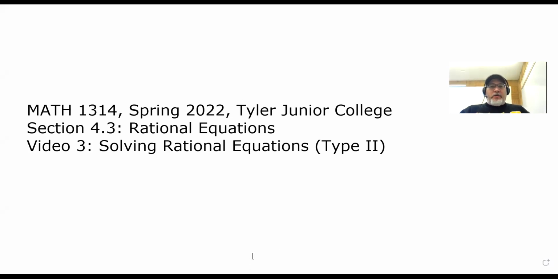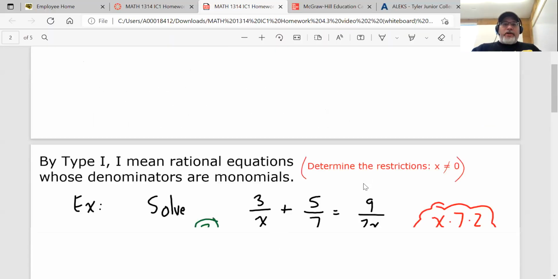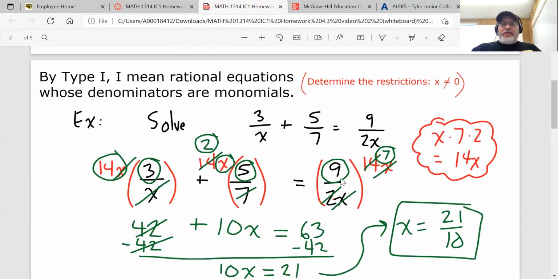Before we jump into solving rational equations, what I have dubbed Type 2, let's quickly review what I meant by Type 1, shall we? By Type 1 equations, I meant rational equations whose denominators are monomials. In other words, whose denominators were single-term expressions such as x or 7 or 2x.